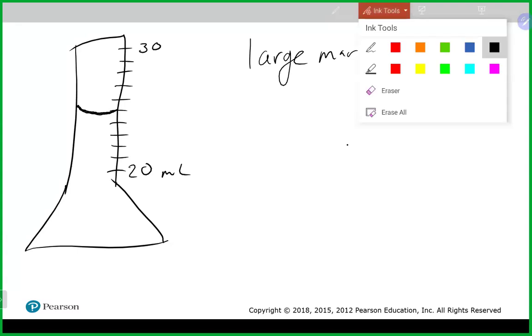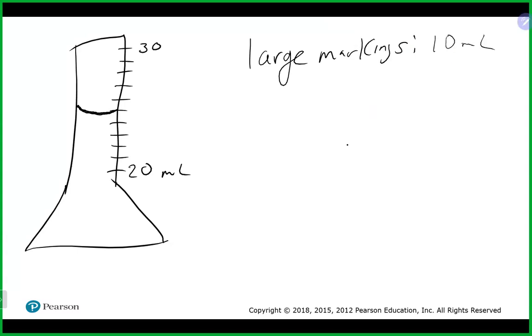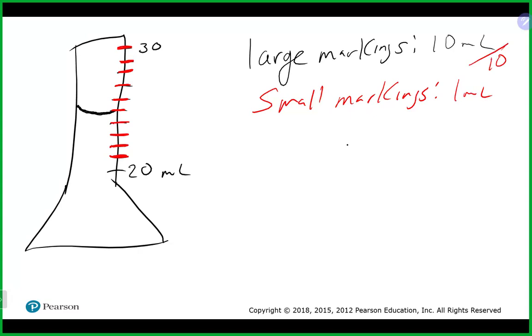Now, when we look at this, we again want to count the small markings. So we're going to start after that last large marking. So that's going to be 1, 2, 3, 4, 5, 6, 7, 8, 9, and 10. So that means each small marking in this case represents how much? It does represent 1 milliliter. Again, I could take my large markings and divide by 10 because there are 10 small markings. 10 divided by 10 is 1 milliliter.